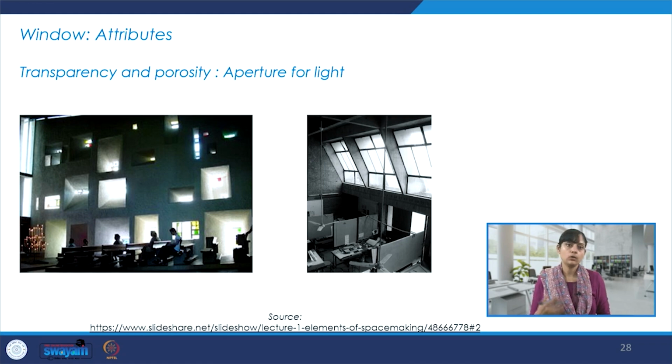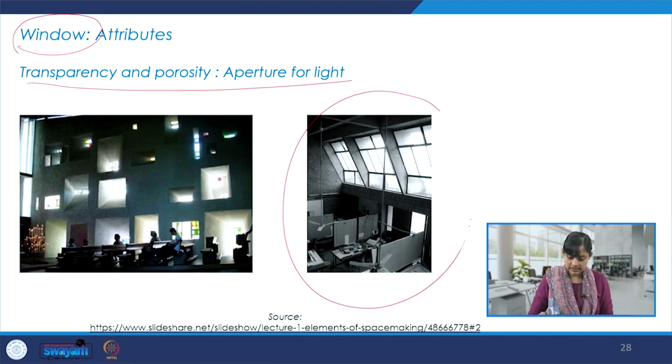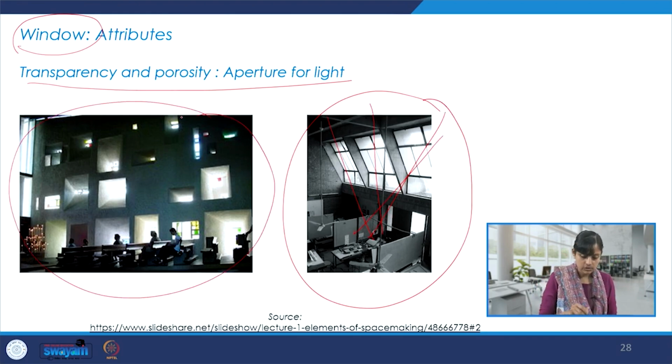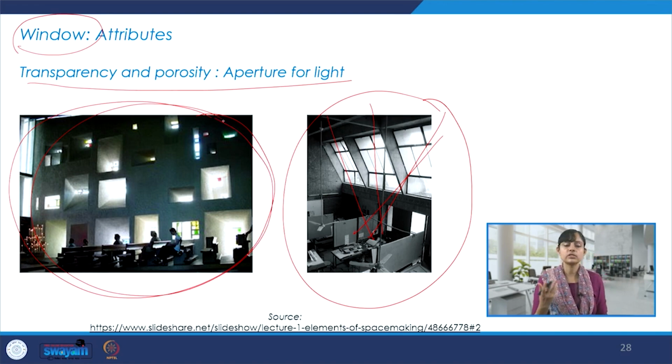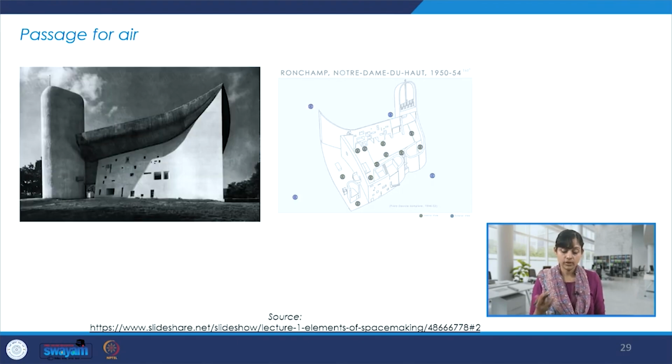There are again a lot of attributes and qualities and characteristics that a window could serve the purpose of, and it could be known for. So here in this example, this is from Sept, this is the north light, this is the window opening over here. So it could act as an aperture for light, it could have a play of transparency and porosity, it could again create a drama in the space, while simultaneously obviously offering the function. It could also act as a passage for air.